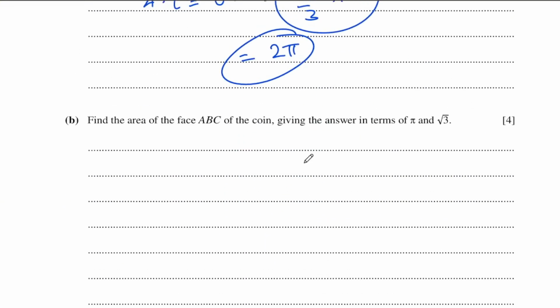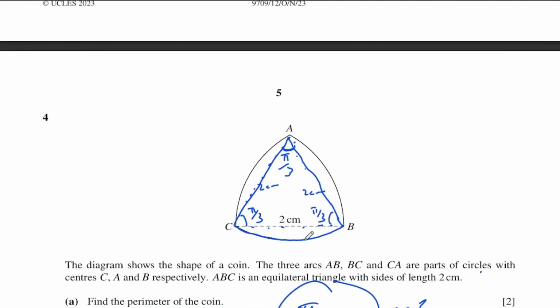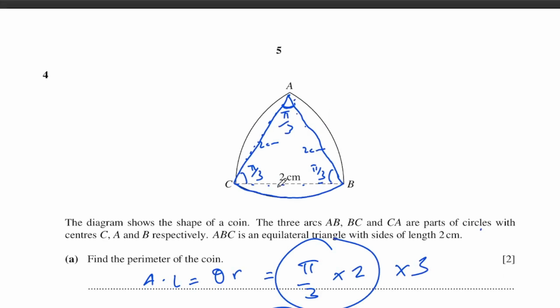Find the area of the face ABC, giving the answer in terms of pi and root 3. So now we have to find the area of these. Meaning, here what we're planning to do is find the area of the triangle and the area of these minor segments. Now, how do we find the area of the minor segments? Obviously, these minor segments are all equal, right? This is a very symmetrical coin. So if we just find the area of one of the minor segments, multiply that by 3, then find the area of the triangle, and we're done, right? So let's just look at the triangle first.